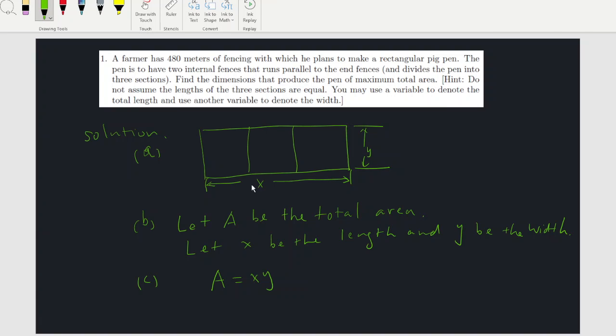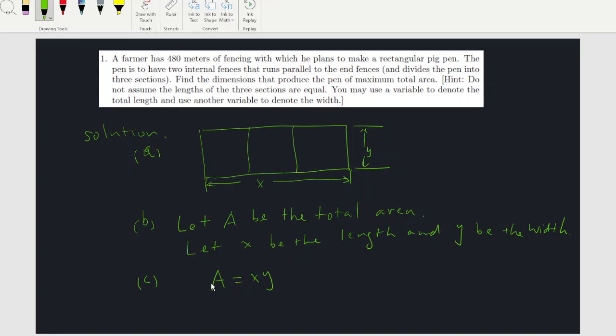And we have another condition. The total fencing is 480 meters. By total fencing, we mean we have two x's. The bottom dotted line segment has the length of x. The top one has the length of x. And altogether we have 3 y's, I believe, right? Because there are 3 sections, 2 internal fencings. So that's y, that's y. Look at the mouse cursor. That's also y. So we have 3 y's.